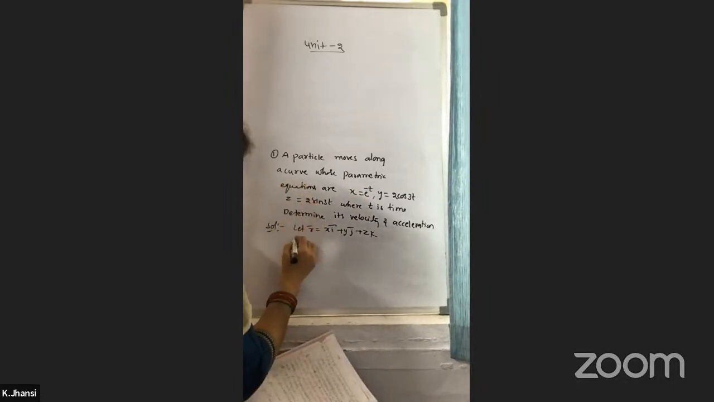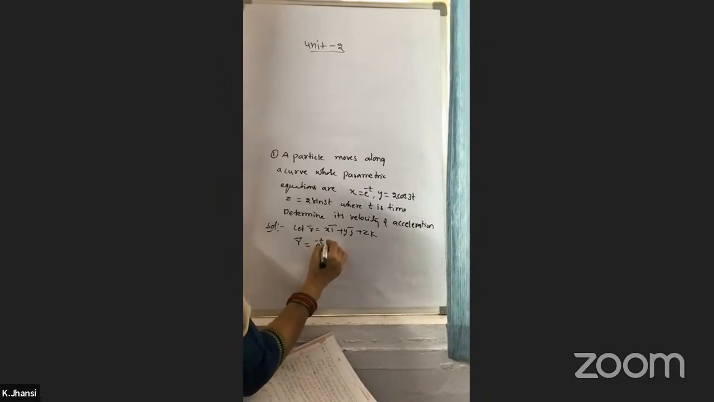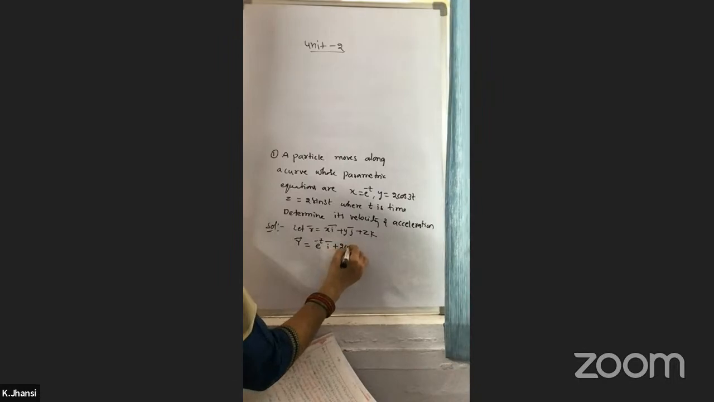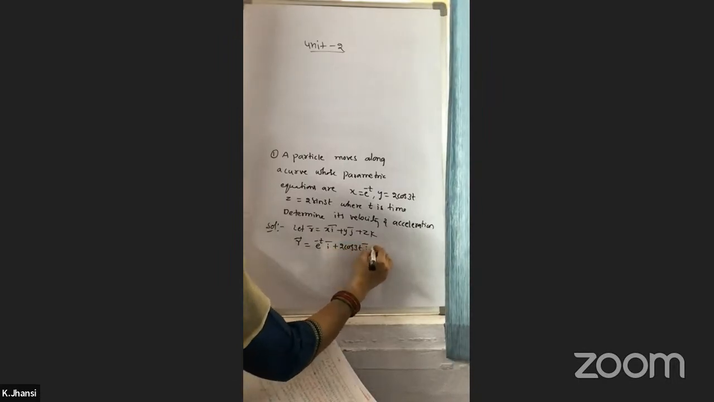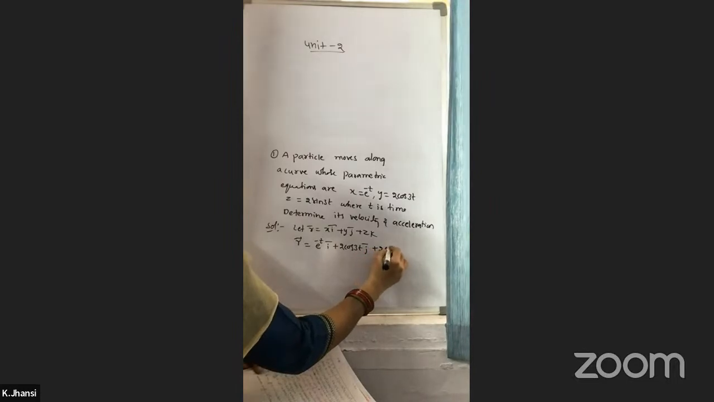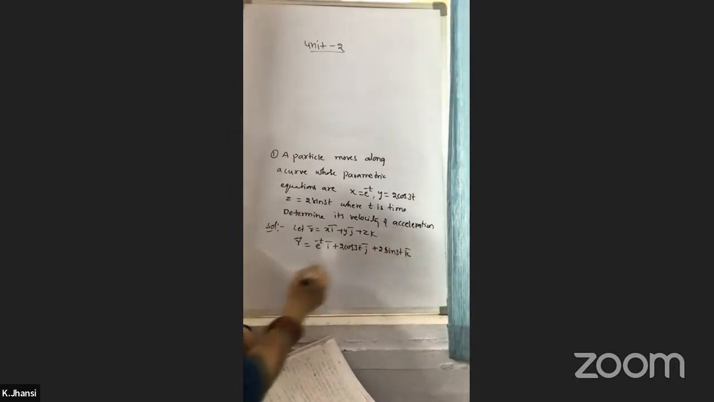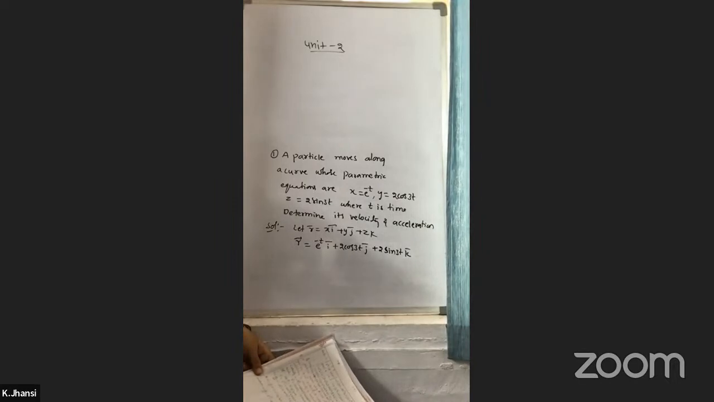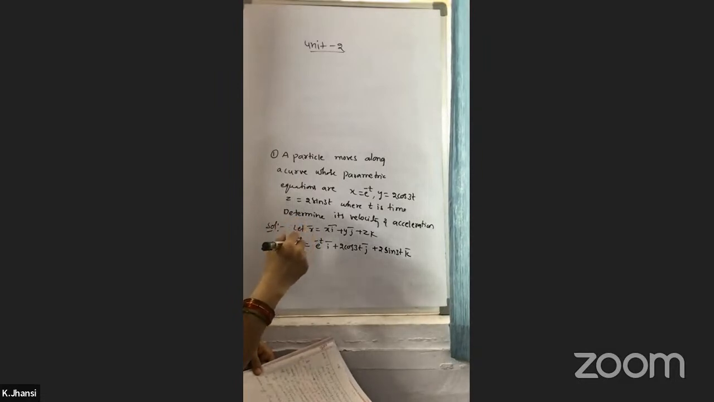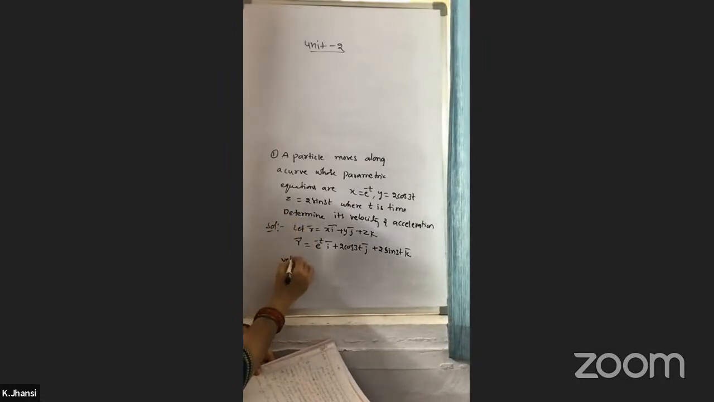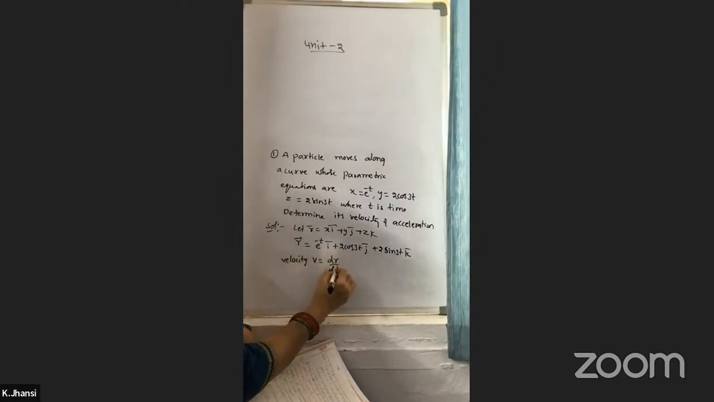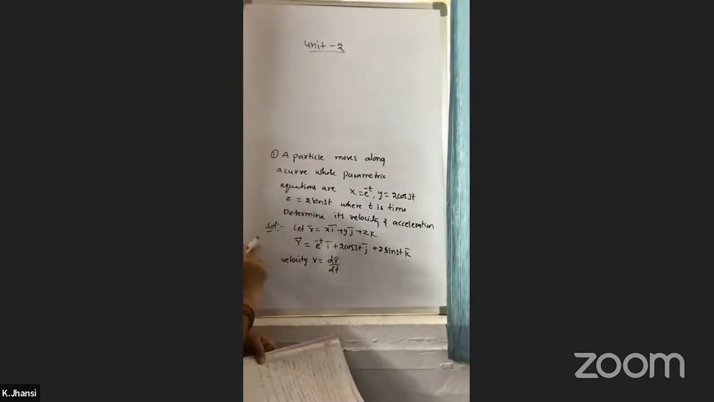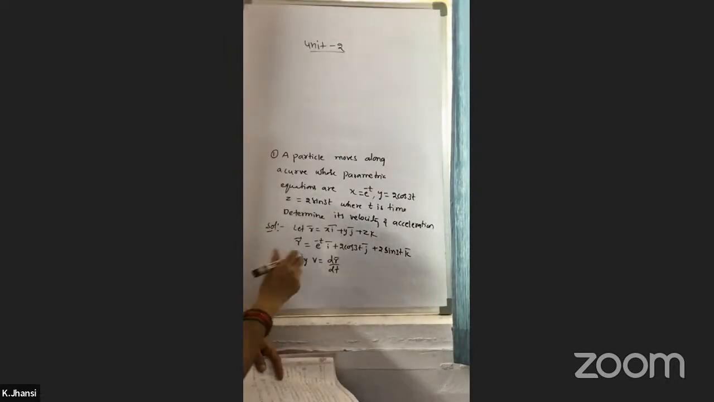So vector r is equals to e to the power of minus t i bar plus 2 cos 3t j bar plus 2 sin 3t k bar. Okay, this is our position vector r. Now we need to find the velocity and also acceleration. So velocity v is equals to dr by dt. If you differentiate the given r, then you will get the velocity value.